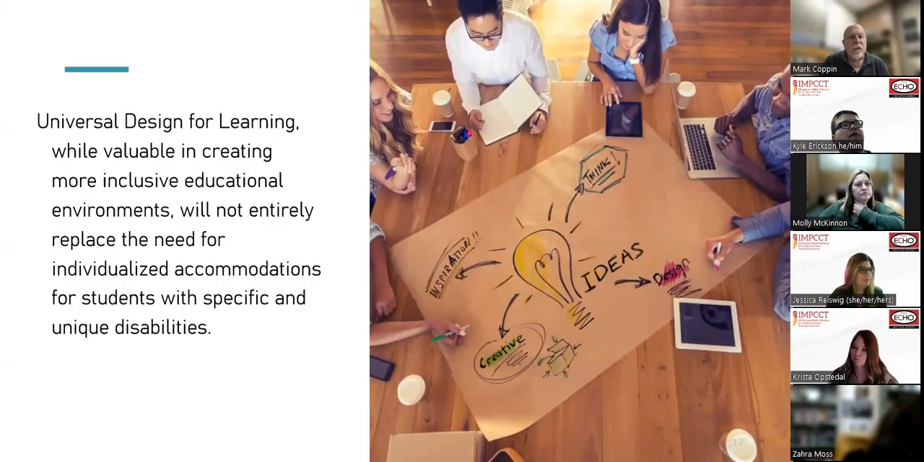So universal design for learning is valuable in creating a really inclusive educational environment. However, it will not ever replace the need for individual accommodations for students with specific or unique disabilities. We always know that someone's going to need a specialized accommodation. It's not going to get rid of the accommodations, but it's going to make it a lot easier for us to provide supports for students who maybe are not identified with a disability, or those students who are identified but maybe do not want to register with us. But there's always going to be accommodations.